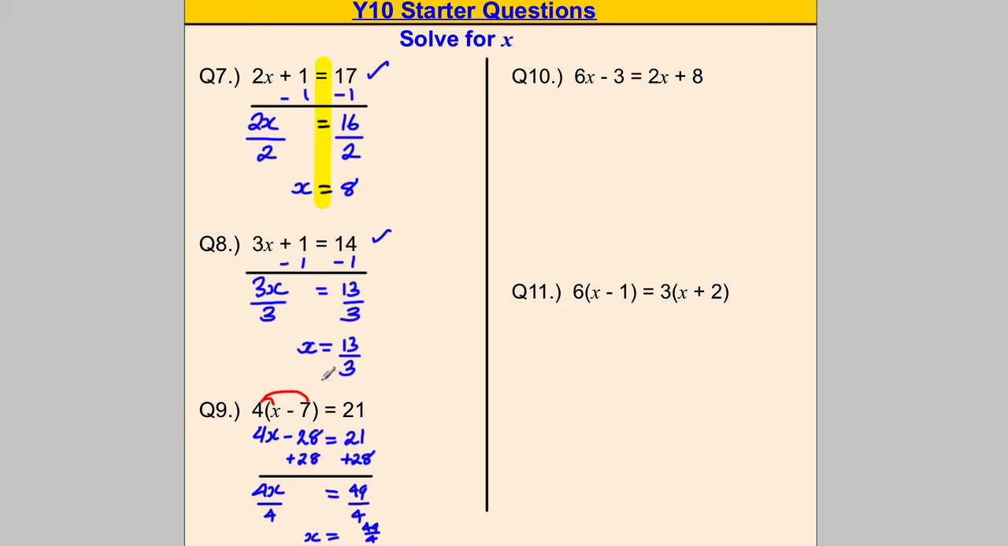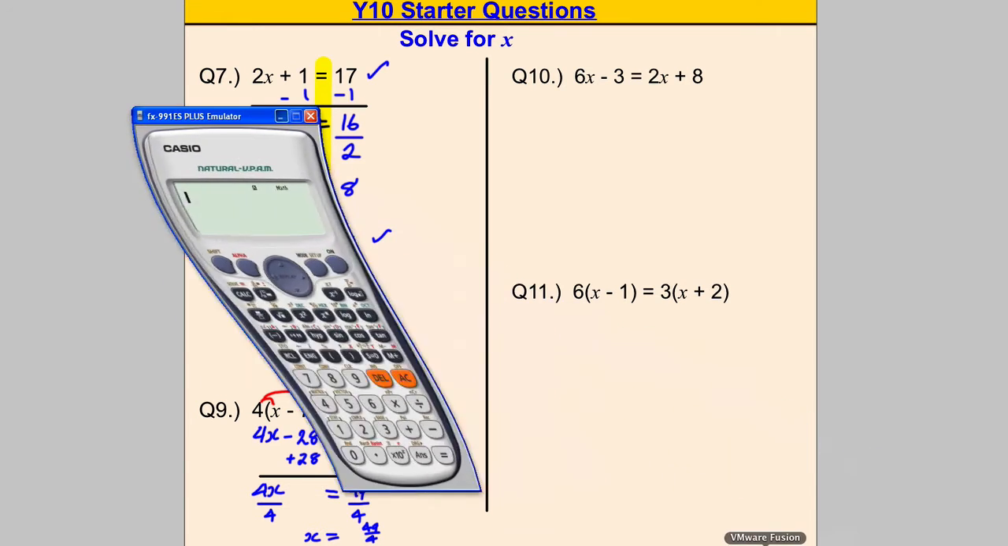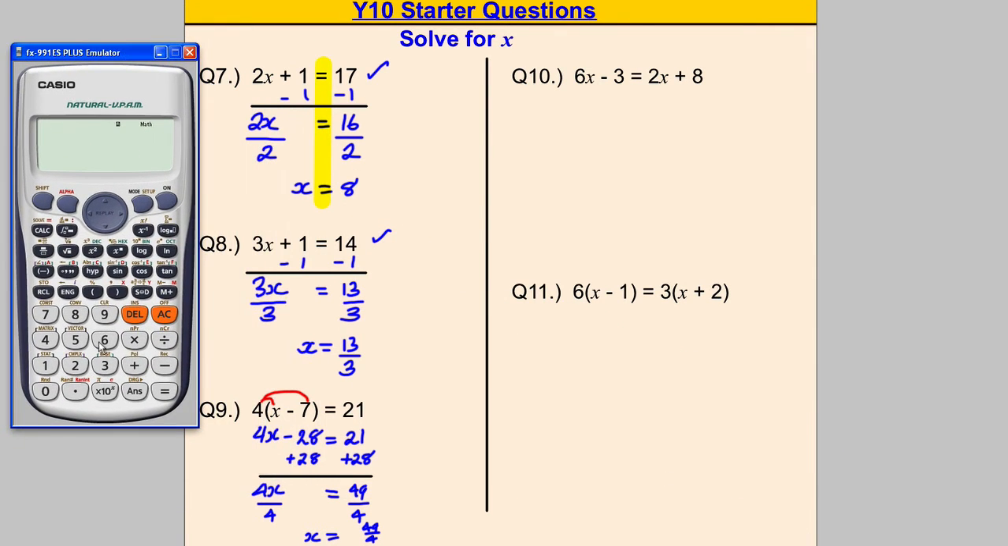Okay, and that's the answer. You could check that with your calculator, if you had a calculator there. Let's just actually check that. If we did 4 multiplied by 49 over 4, take away 7, close brackets, what do you get? Well, you get 21, so you know you've done it right.